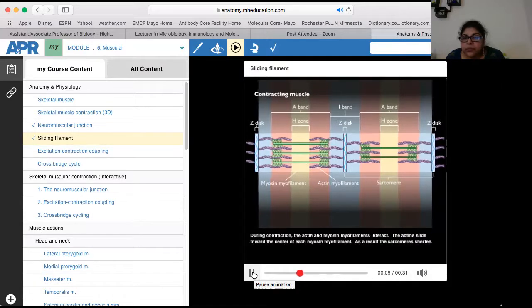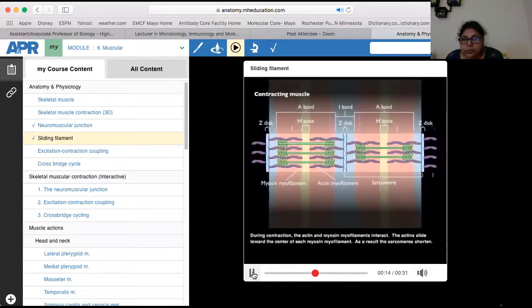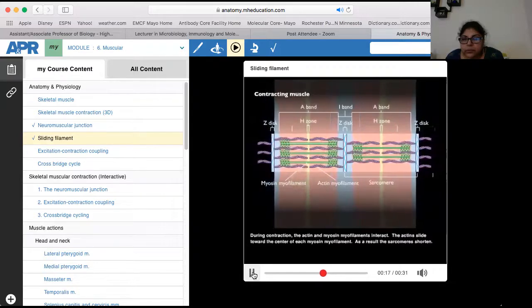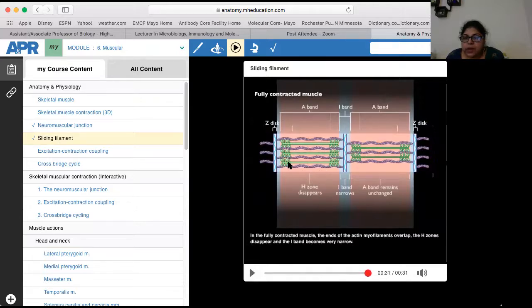During contraction, the actin and myosin myofilaments interact. The actins slide toward the center of each myosin myofilament. As a result, the sarcomeres shorten. In the fully contracted muscle, the ends of the actin myofilaments overlap, the H zones disappear, and the I band becomes very narrow. Okay, so you just want to remember that. This is your actin and that's your myosin, and they are sliding back and forth, and that's how the contraction occurs.